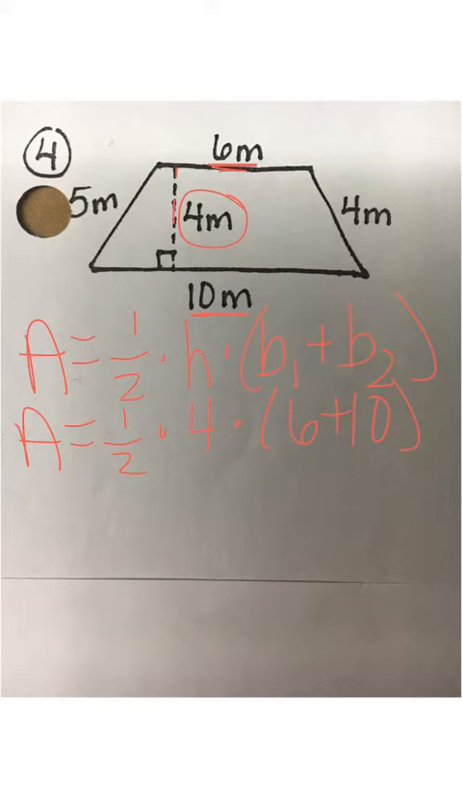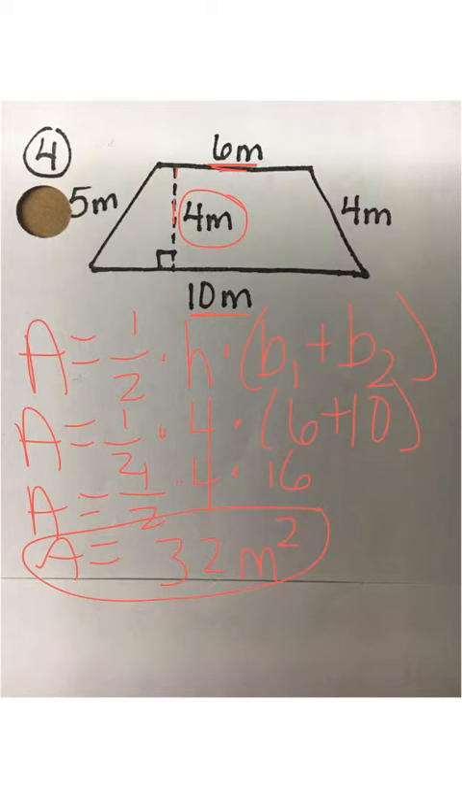You can put that all in the calculator, make sure that you use the parentheses, or you could do the order of operations. 6 plus 10 is 16, so it's really going to be 1/2 times 4 times 16, and you'll get that the area is 32. Your label was meters, and remember it's squared because it's area.